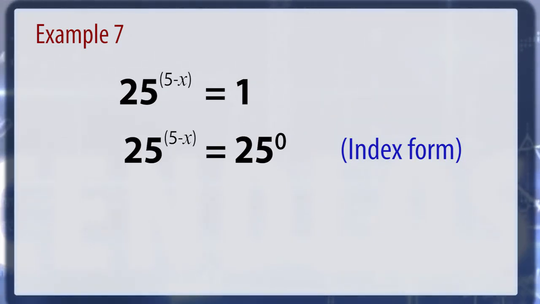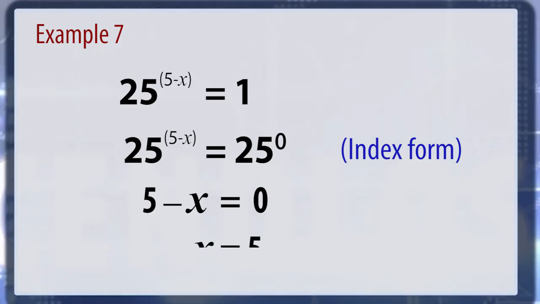Now, since both sides are equal and the bases are now the same, we can equate our powers. So we have 5 minus x to be equal to 0. So we can easily find x. That gives us x to be equal to 5. Good.